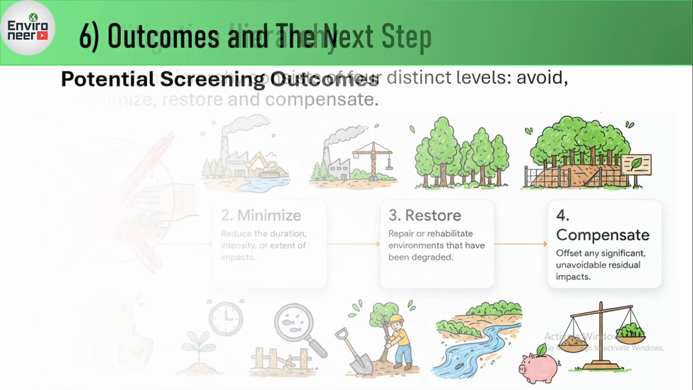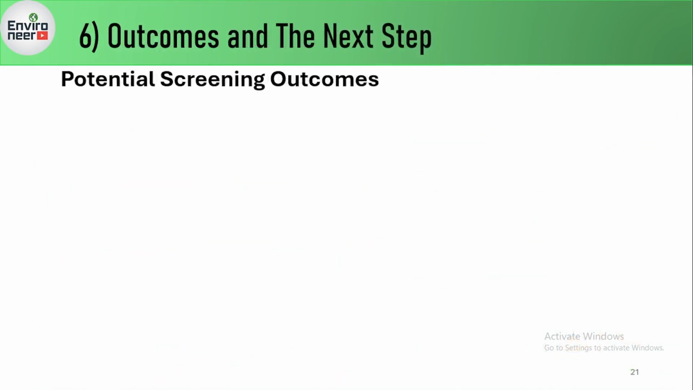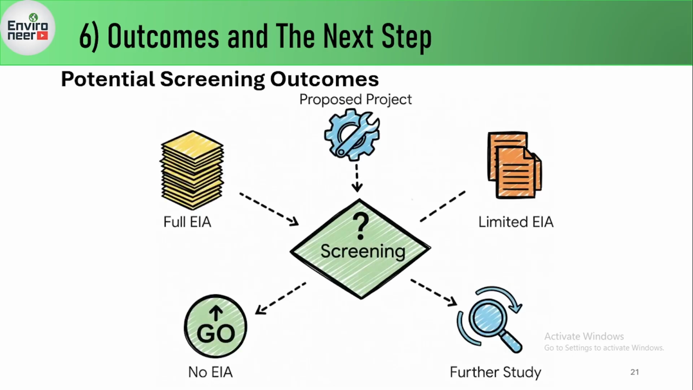So after going through all these steps and applying these principles, the screening process ends with a formal decision. And frankly, how well a developer can show they've followed that mitigation hierarchy can really influence the outcome. So let's look at what those final decisions can be and what happens next.